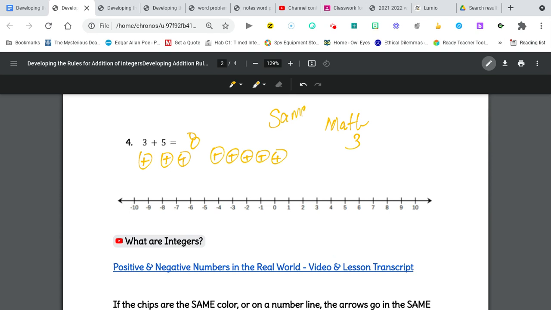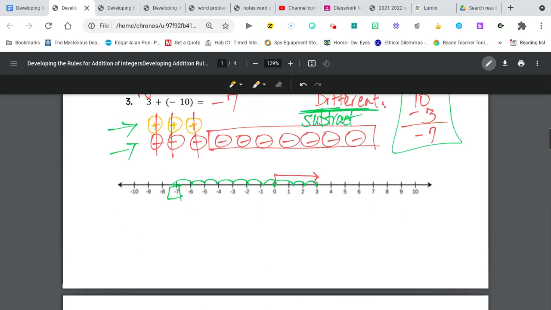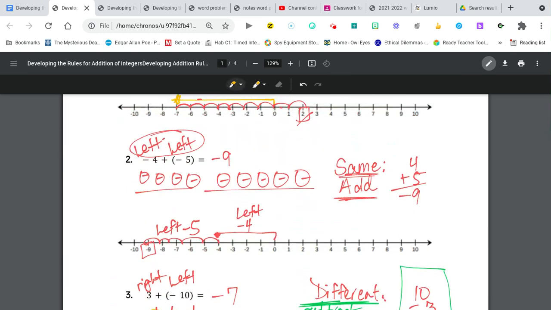These are the same, so we're going to add. 3 plus 5 equals 8. Now, I end up with positives on this because I have nothing but positives. But on this other one, I added, but I ended up with negatives because I had nothing but negatives.